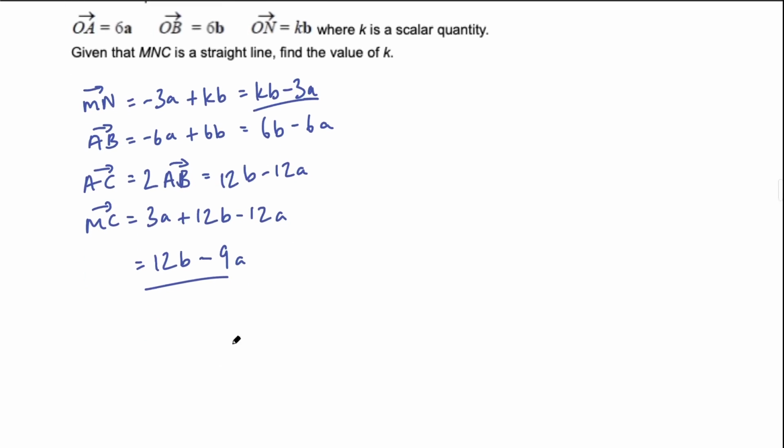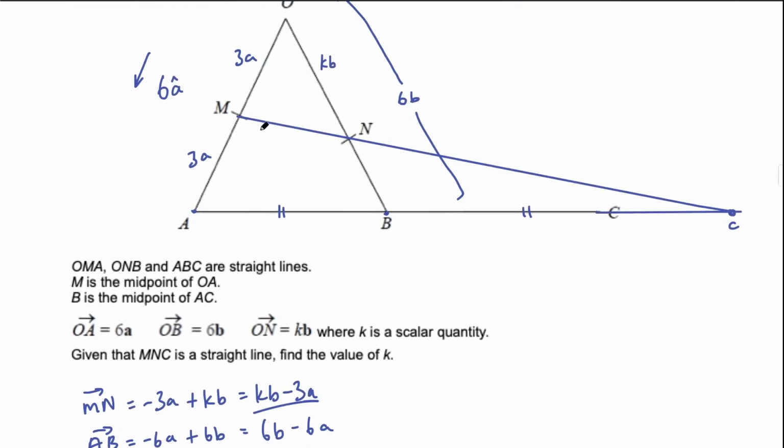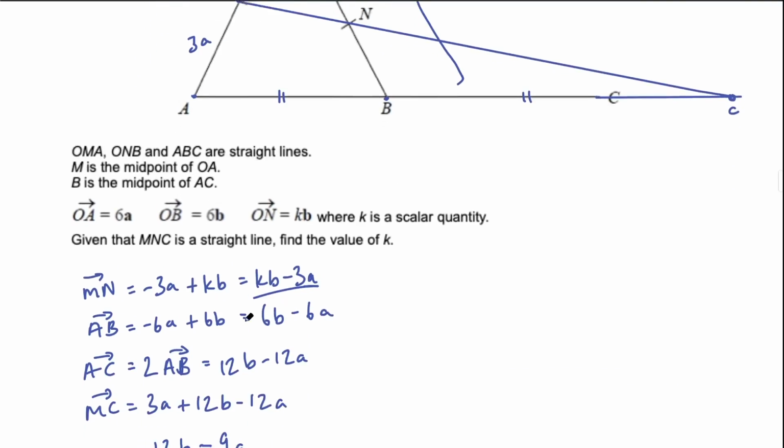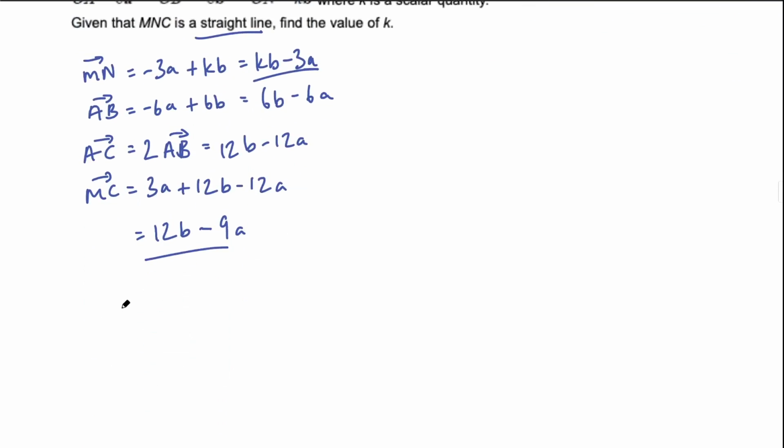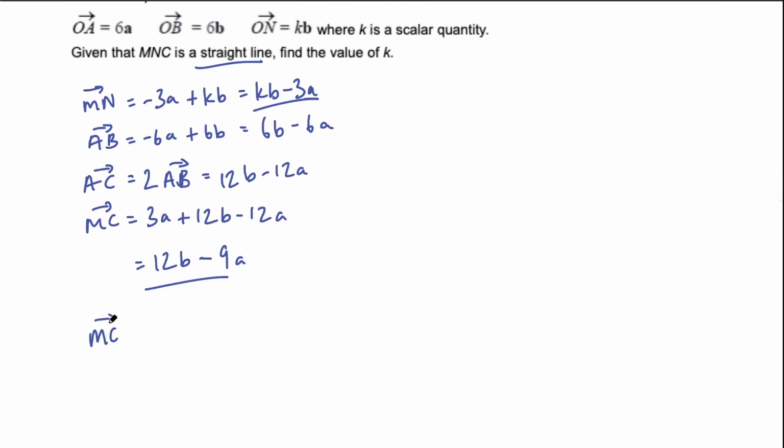So now we can say that, well, because MNC is a straight line, they tell us that in the question, then MC must be some multiple of MN. So let's pick a letter. Well, we've already used a and b. Let's use x. So MC will be x times MN. So that's the scalar, we call that the scalar multiple, and we multiply that by MN, we would get MC, because MNC is a straight line.